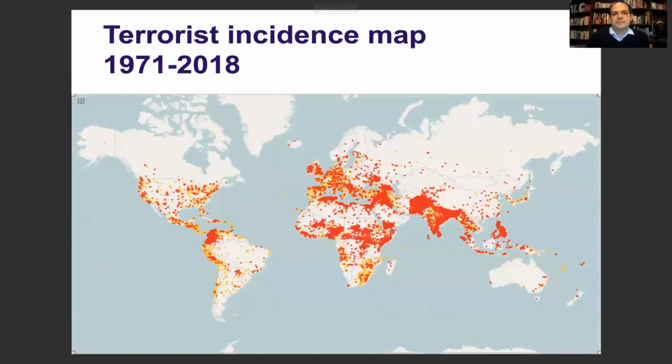If we look at this map here, what we see is terrorist incidences between 1971 and 2018. The different colors are based on ethnically versus otherwise motivated terrorist attacks. We see that the majority of terrorist attacks are not necessarily ethnically motivated. They could be religiously motivated, they could be politically motivated in other forms. And we also see a considerable number of ethnically motivated violence.